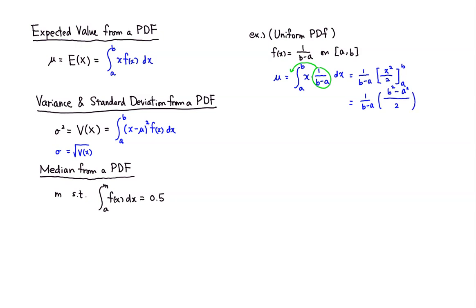All right, luckily, we can factor out the b squared minus a squared as b minus a times quantity b plus a, right? So we can cancel b minus a on the bottom and b minus a on top, and what's left is simply b plus a over 2, right? So that's the expected value or mean from this uniform probability density function. All right, so I'm going to just box it in.